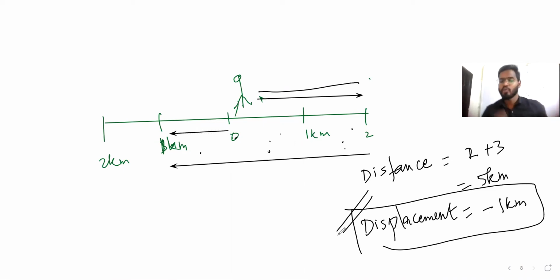Now you guys understood what is distance and what is displacement. Let's see another numerical. Hope you got it. Distance is total path length covered by an object. Displacement is the shortest distance between initial position and final position. Now let's see the next numerical: let's take a semicircular path, a semicircular arc.